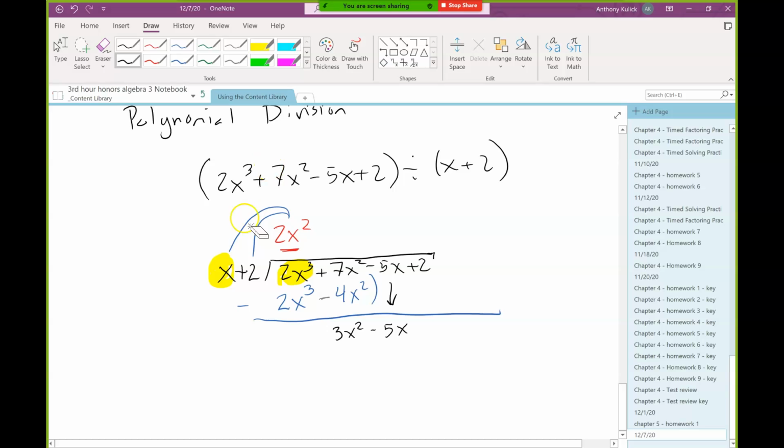Wait, how'd you get the 2x squared again? It's how many times x goes into 2x cubed. Oh, okay, thank you. Mm-hmm.